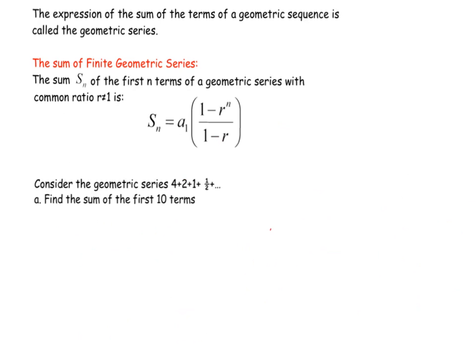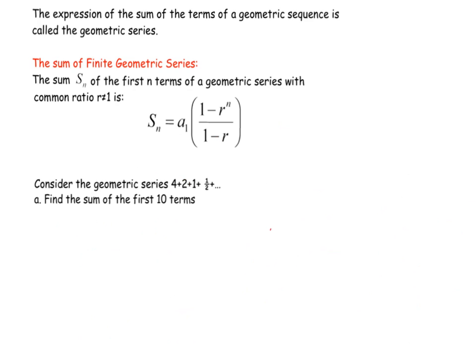In the next example, we need to find the sum of a finite geometric series. The formula is the sum of the n terms is a1 times parentheses 1 minus r to the n power over 1 minus r, where n is the term number and r is the common ratio. So we're going to look at the geometric series of 4, 2, 1, and 1/2, and we'll need to find the sum of the first 10 terms.